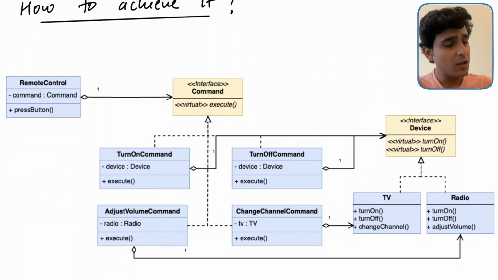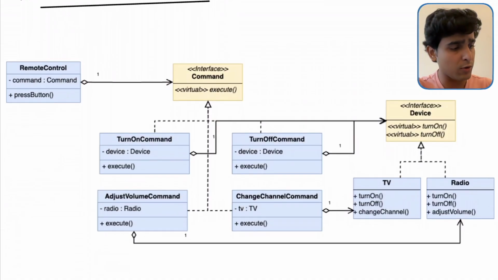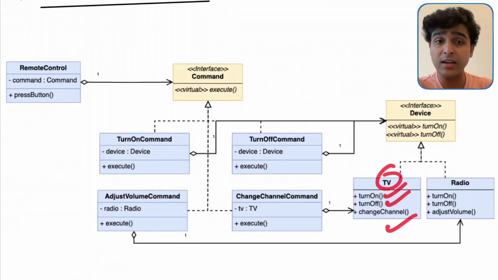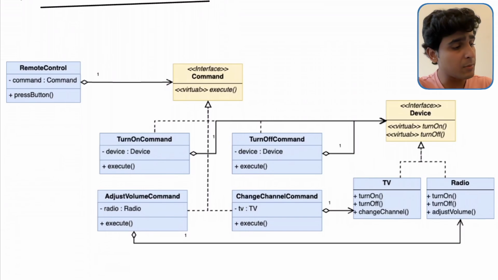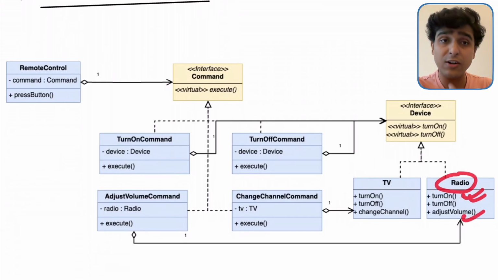So now we can see, since you can have multiple devices in any command, we again need a device interface, and let's say it has turn on and turn off functions to be implemented. So any device must have at least turn on, turn off functionality. It can have further functionalities of its own. For example, TV: turn on, turn off, and then change channel as well. Similarly, radio: turn on, turn off, and adjust volume.